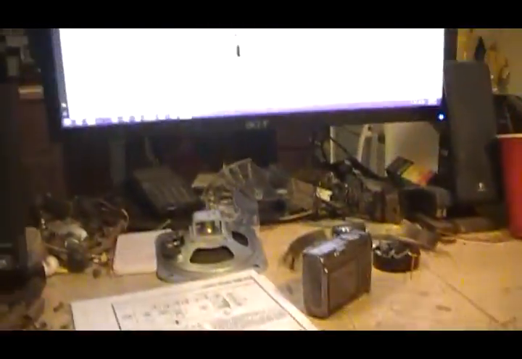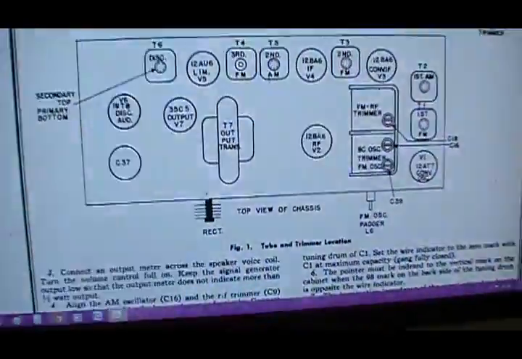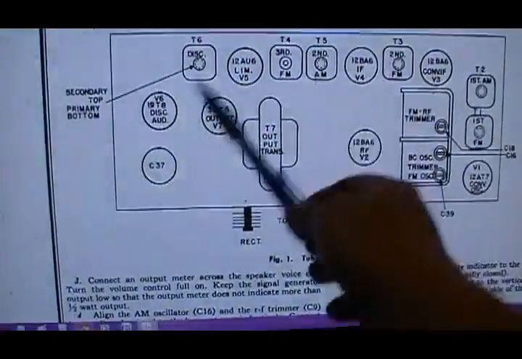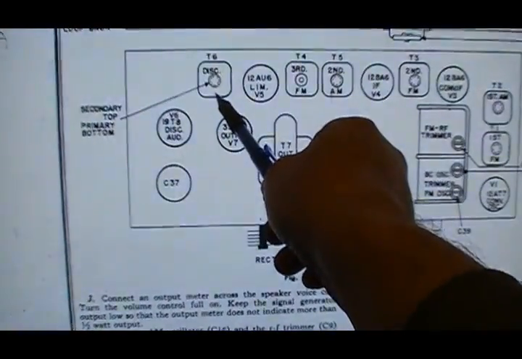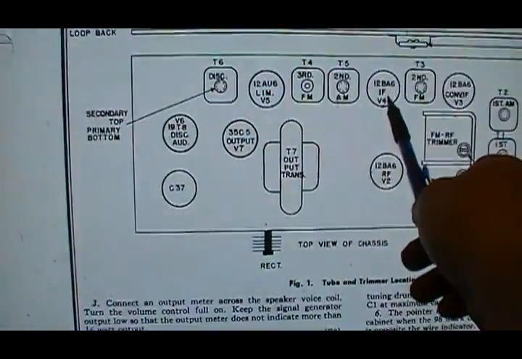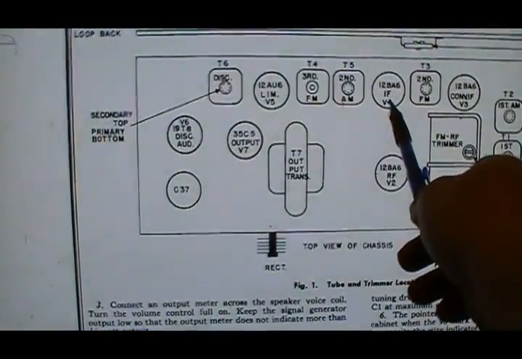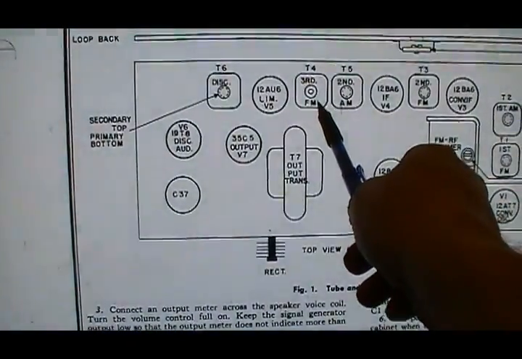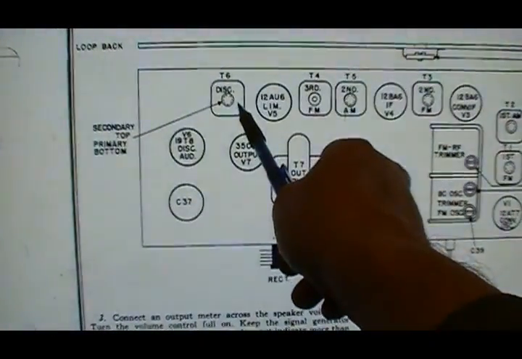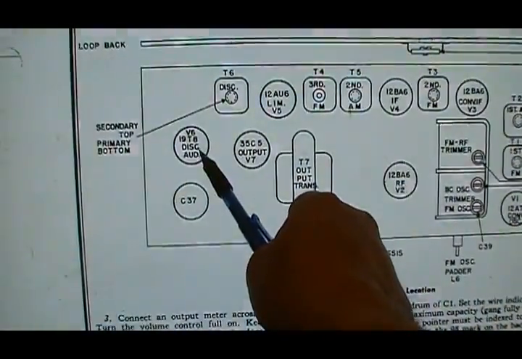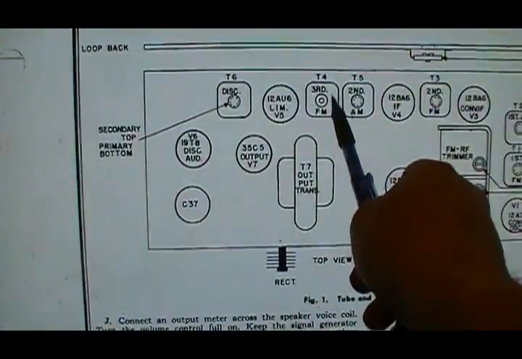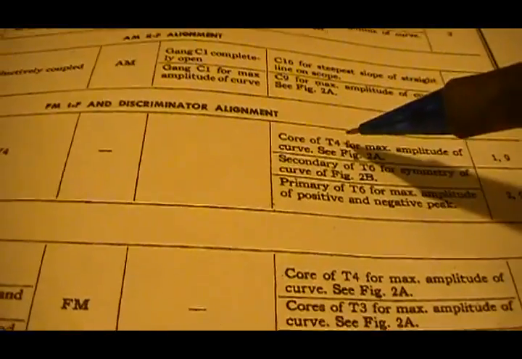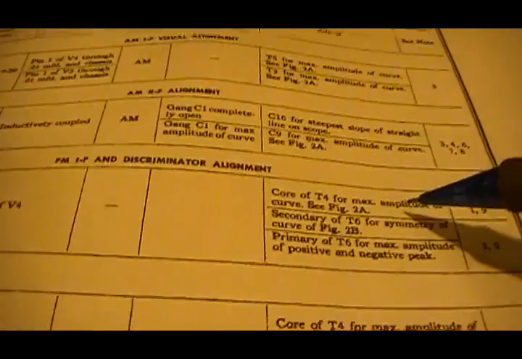Now up on the computer screen I have the layout, and this is V4 here. This is our discriminator can. So we would hook to pin 1, which is the grid, and that feeds through this IF tube and then into the discriminator. We would then pick up a signal here, but the first thing they want you to do is adjust core T4 for maximum amplitude.